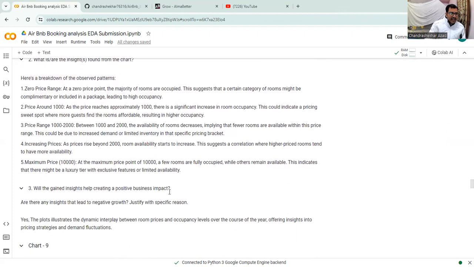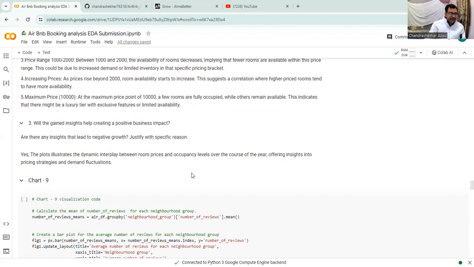Next is beyond 2000. Room availability starts to increase. This suggests a correlation where higher priced rooms tend to have more availability. At the price point of 10,000, a few rooms are fully occupied while the others remain available. This indicates that there might be a luxury tier with exclusive features or limited availability.